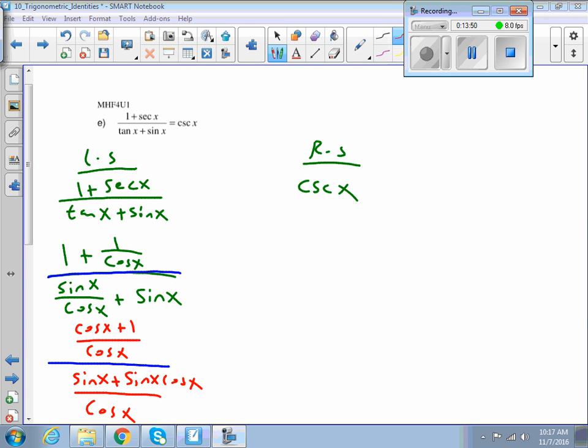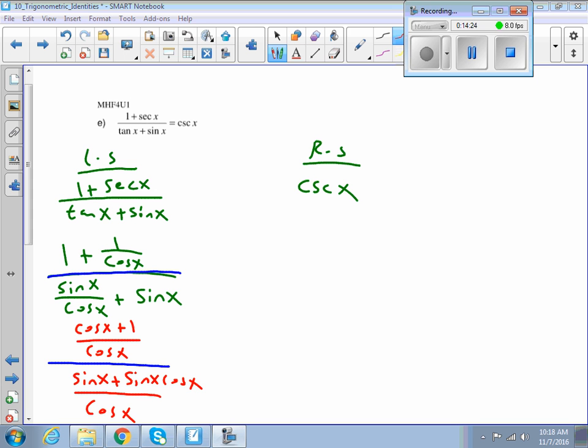All right, so again, this one, I did not finish it, but did enough, so we can continue from this point. So again, the left-hand side is more complex than the right-hand side, so we work on the left-hand side. There are a bunch of secondary ratios here. So what I need to do is use quotient identities to change them to primary trig ratios. So I will have 1 plus 1 over cos x, over sine x over cos x plus sine x.